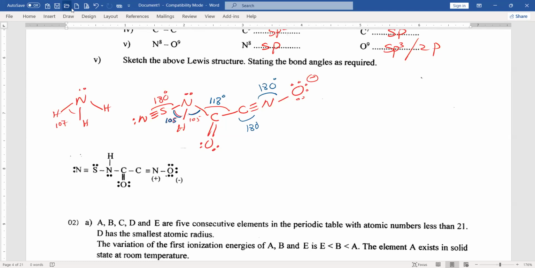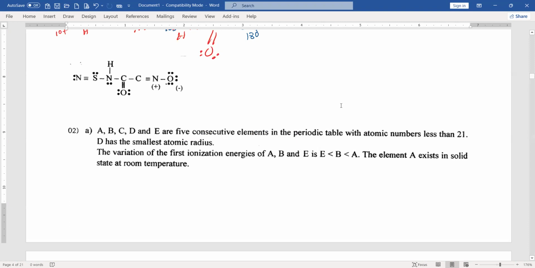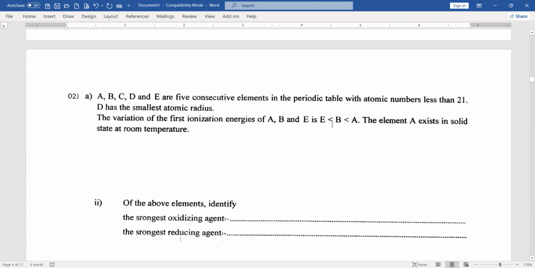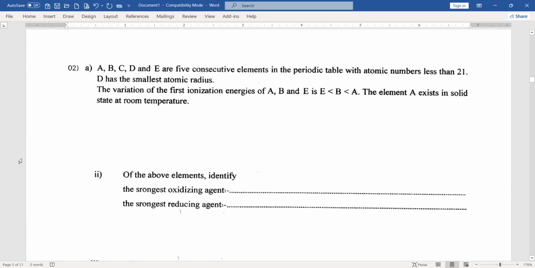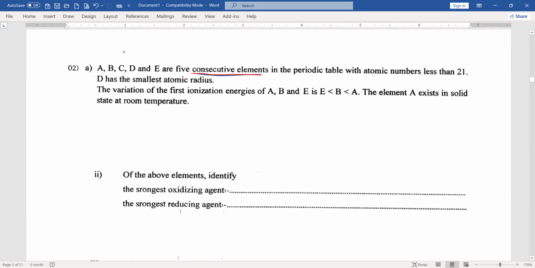Okay, that's all about the first question. Then we will go to the second. Normally, the second question is an inorganic question. Here, it says that A, B, C, D, and E are five consecutive elements. Consecutive means nearby. In the periodic table with atomic number less than 21. 21 is scandium, less than 21 means from hydrogen to calcium.